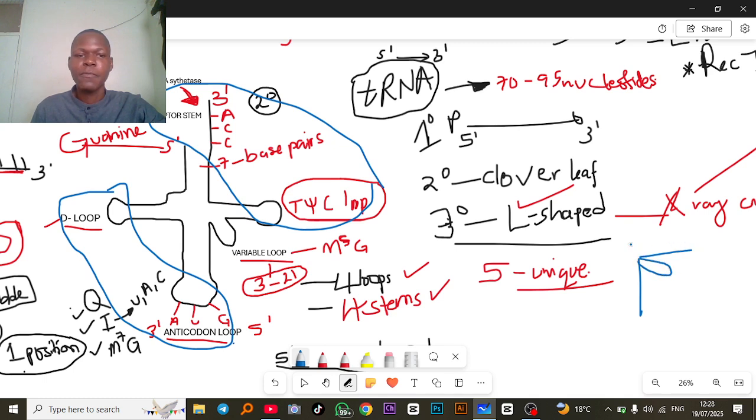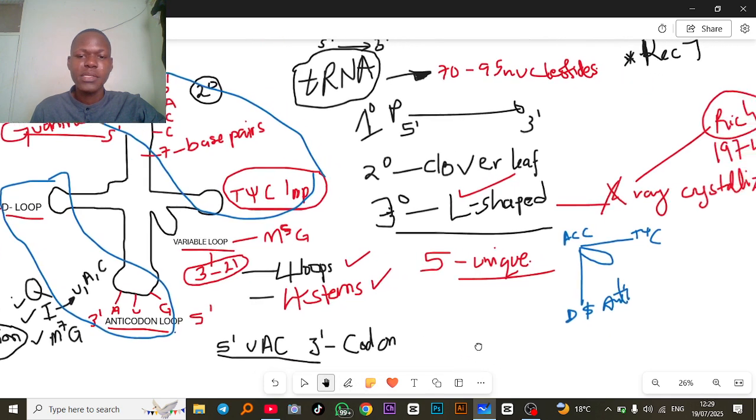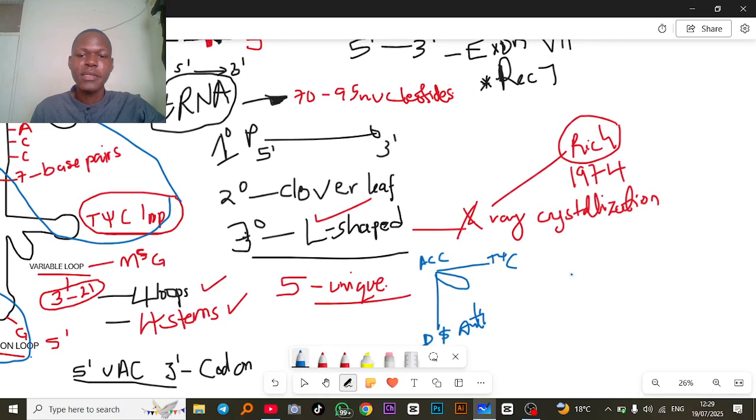So this side we have the acceptor stem and the T-Psi-C loop. Then down here we have the D, and it's not actually like this, but I'm just trying to demonstrate, and the anticodon loop on this other limb. So one limb has the acceptor and the T-Psi-C loop, then one limb has the D and the anticodon loop, while the variable remains there in space. So that's the tertiary structure.